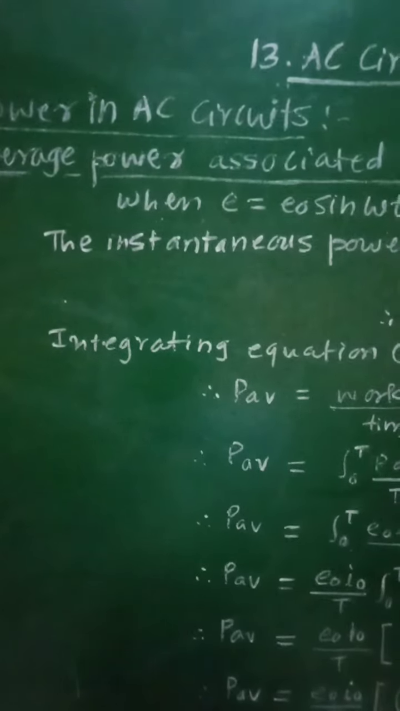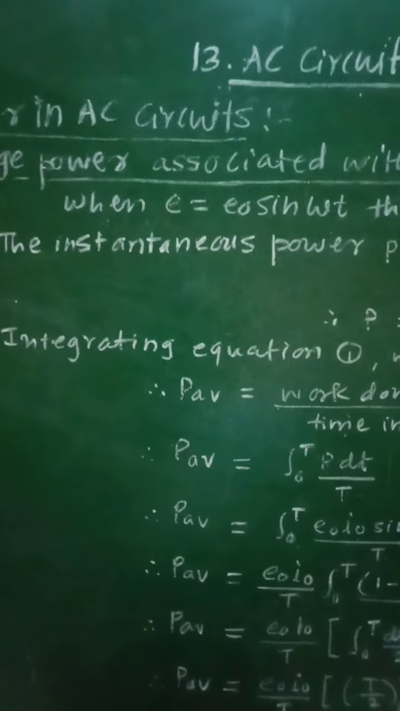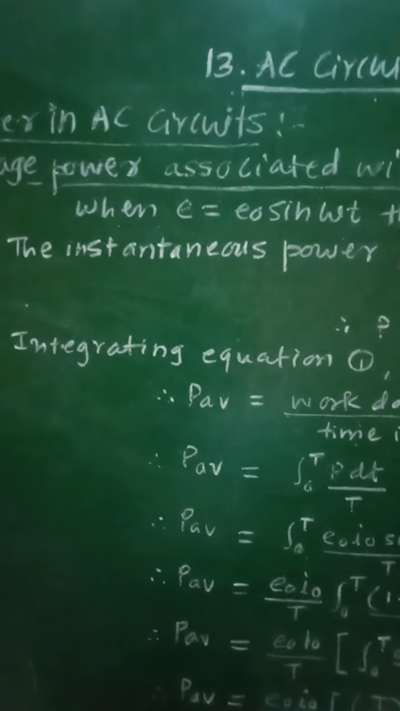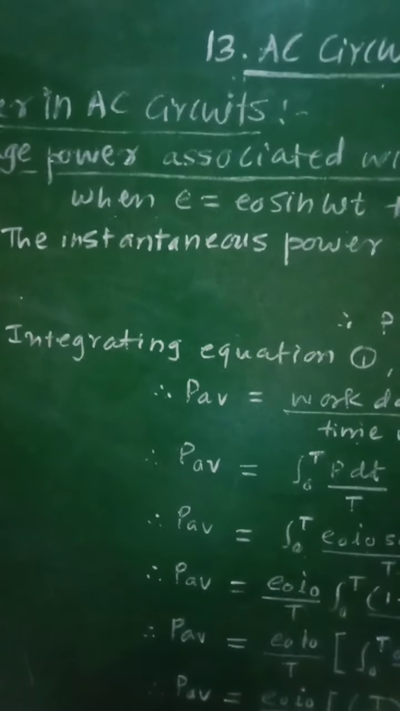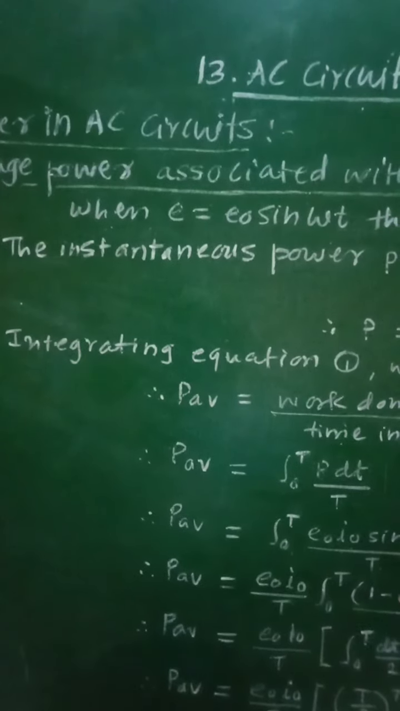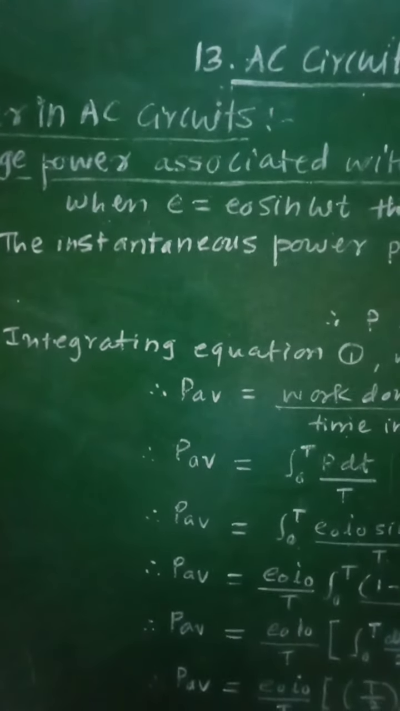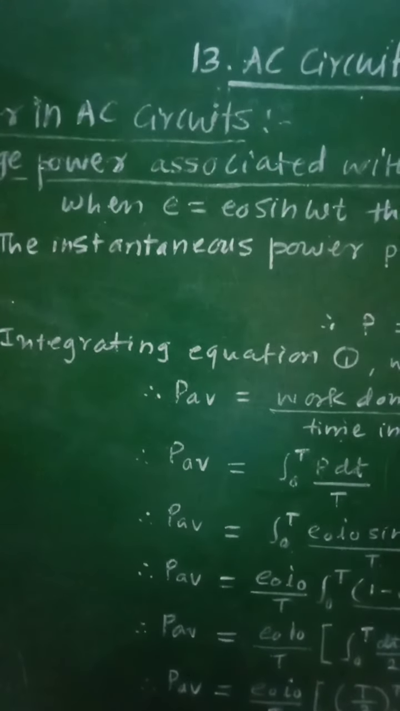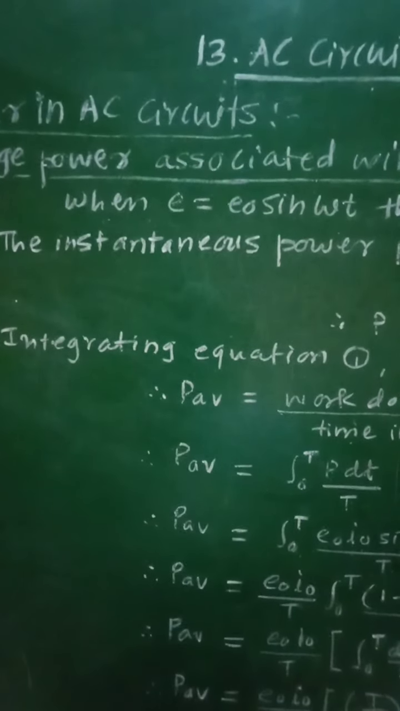But on the other hand, in AC circuits, the values of current and voltage change at every instant of time. There is variation in the values of current and voltage from time to time, and hence power in the AC circuit at a given instant of time will be given as the product of instantaneous current and instantaneous voltage.